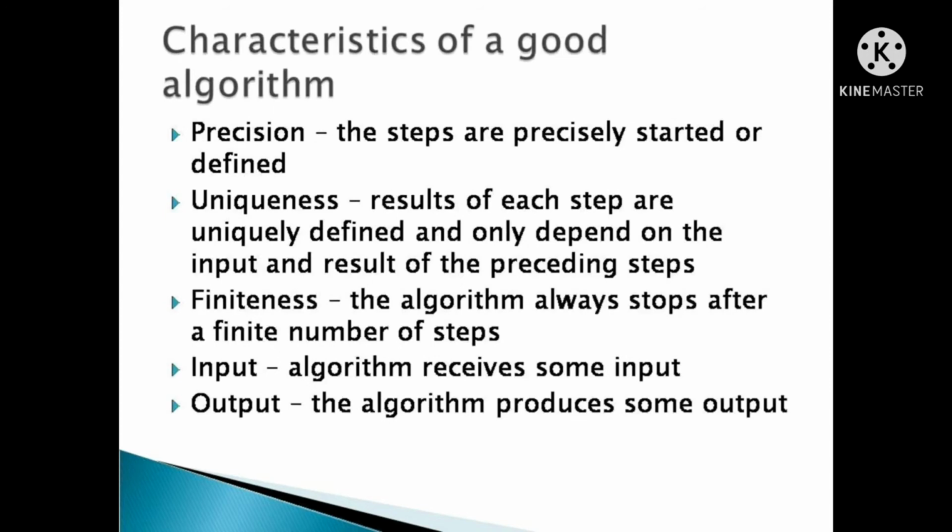Characteristics of a good algorithm: precision, the steps are precisely stated or defined; uniqueness, results of each step are uniquely defined and only depend on the input and the result of the preceding step; finiteness, the algorithm always stops after a finite number of steps; input, the algorithm receives some input; output, the algorithm produces some output also.